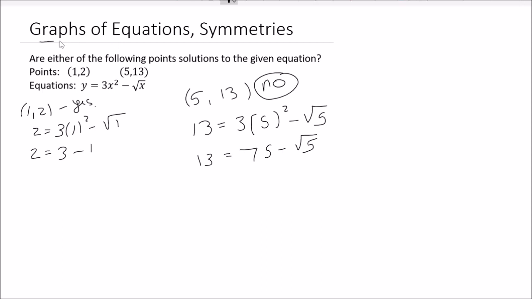But today we're talking about graphs. So what does this mean for us in terms of graphs? Well, since this one worked out, since it was a solution, that tells us that 1, 2 is on the sketch of the curve of this equation, while 5, 13 is not on the curve produced by this equation. Let's look at what we're doing today.